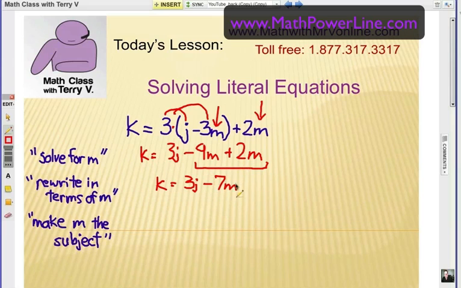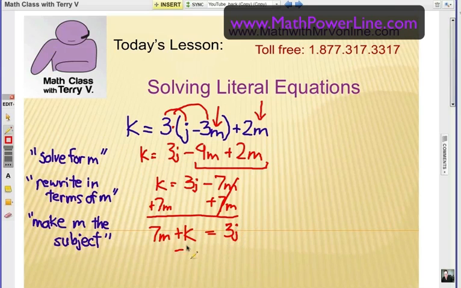Now I have a 7m, and that's the only m term in here. You have a couple of choices, but I'm going to go ahead and add 7m to each side. That way it ends up on the left. And then I have k and 7m. Can you add those together? No, those are unlike terms. So I'm going to write 7m plus k, just put them in the same row, part of the same group, equals 3j.